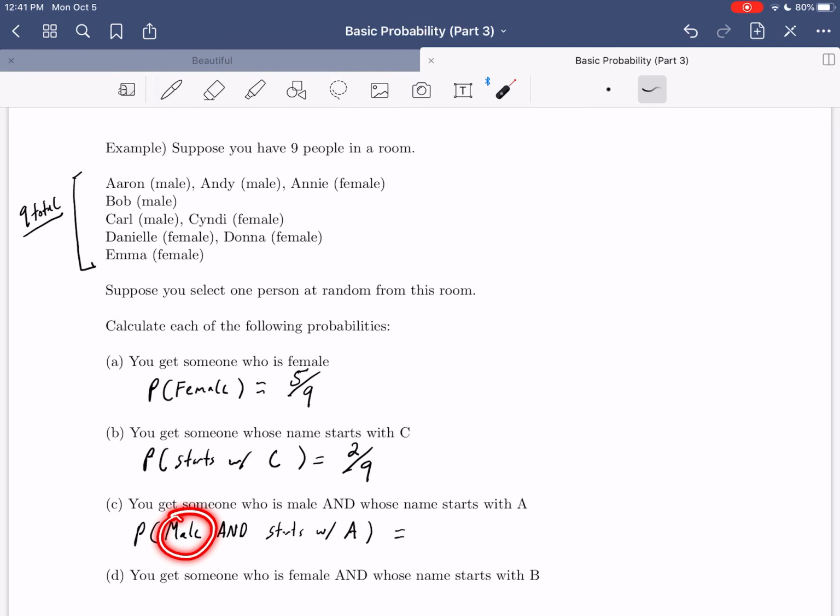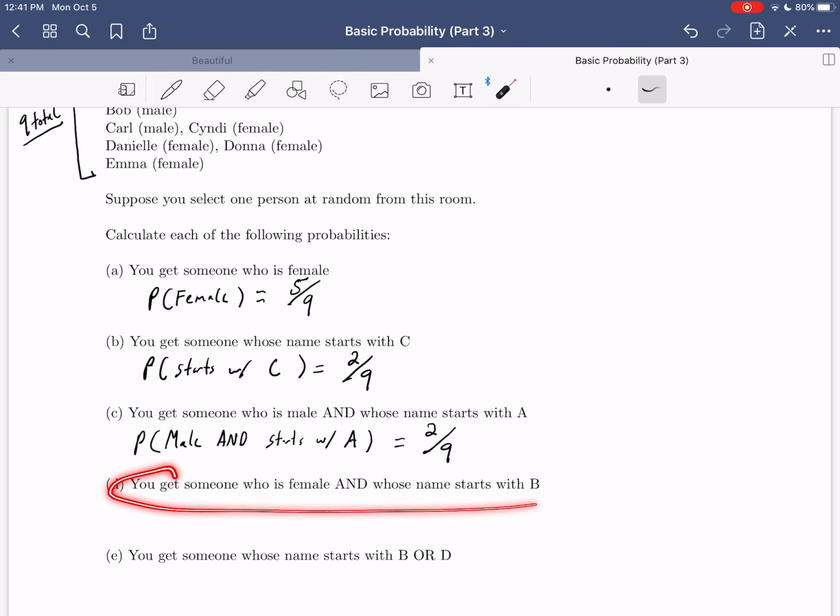So in terms of males, we know that there's Aaron, Andy, Bob, and Carl. But of course, we also want them to have their names start with A. So only Aaron and Andy will satisfy that. So this will be 2 out of 9. And those 2 people, again, are Aaron and Andy, the only 2 people that have both of these traits.